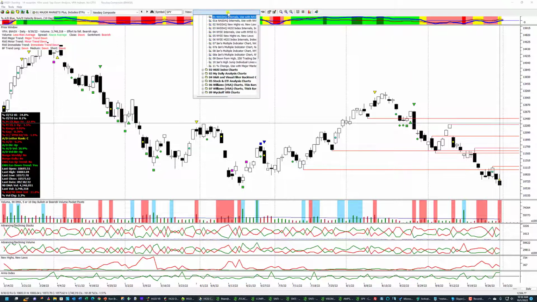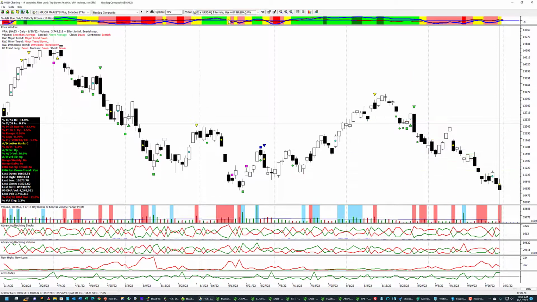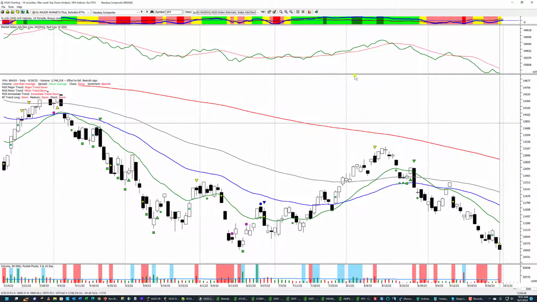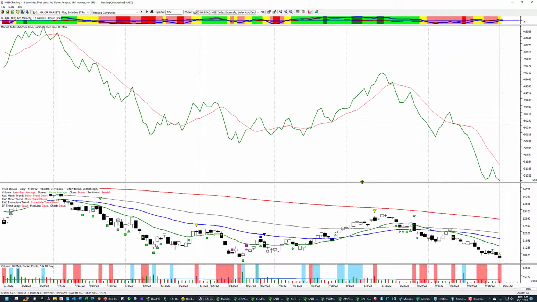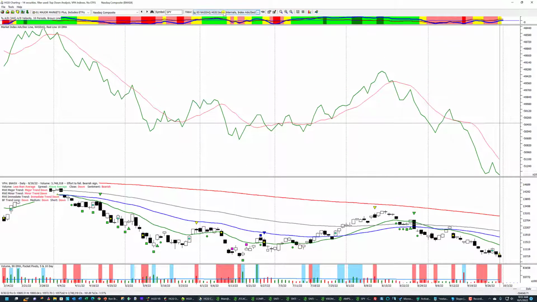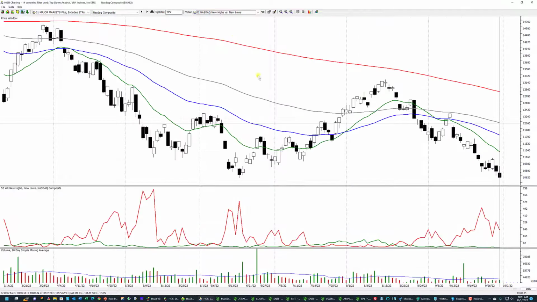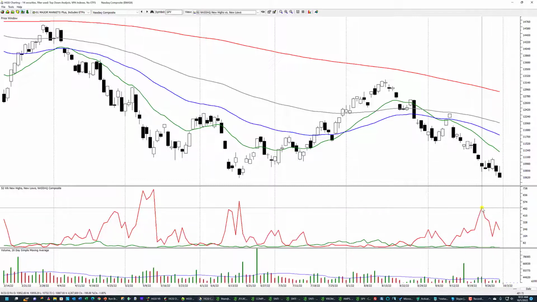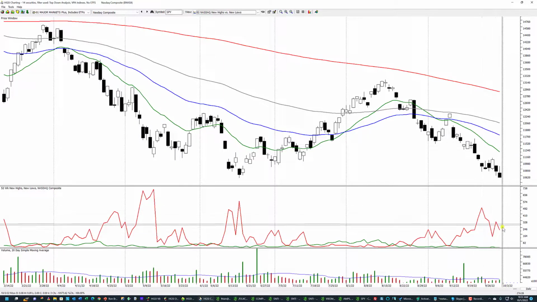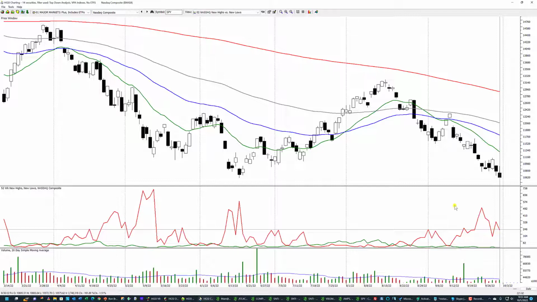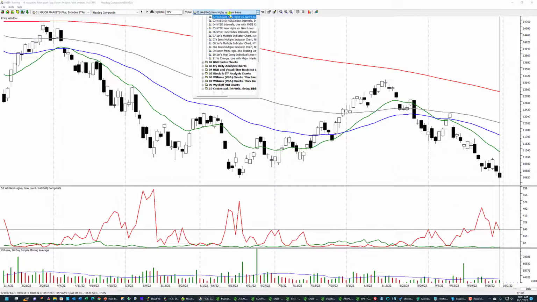Let's look at a couple of other charts quickly. I want to go to number 3. This is the advanced decline line. You can see this. It's going down. Let's go back up 1 to the new high-low line. The new lows were spiking more here than they are here. I guess that's somewhat encouraging, but the new lows are clearly still outnumbering the new highs.